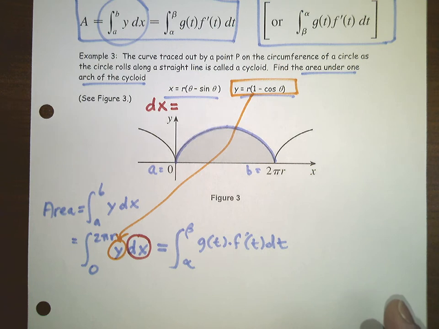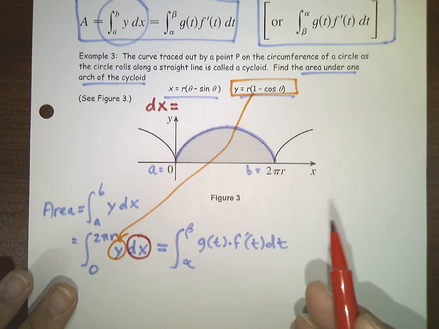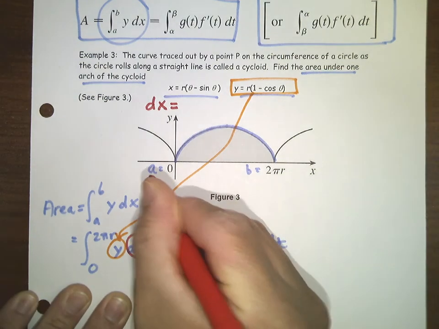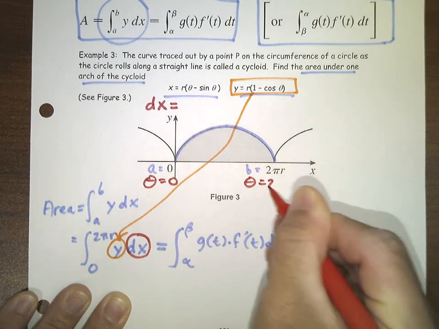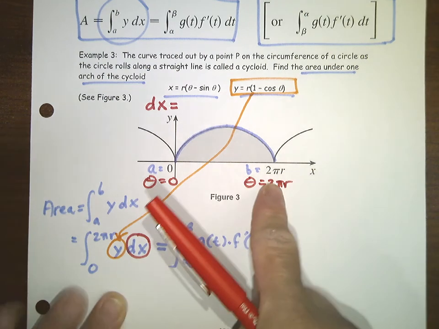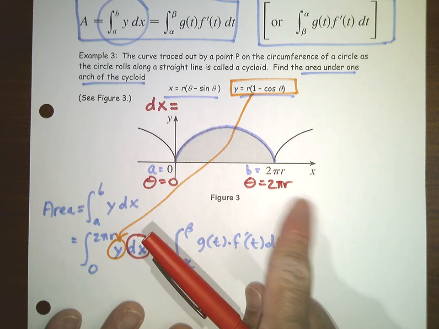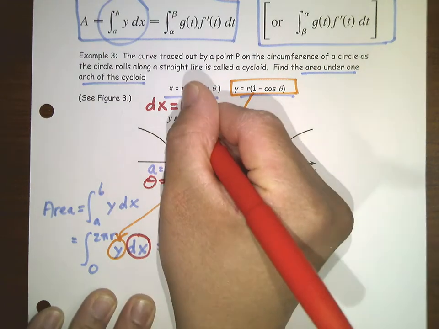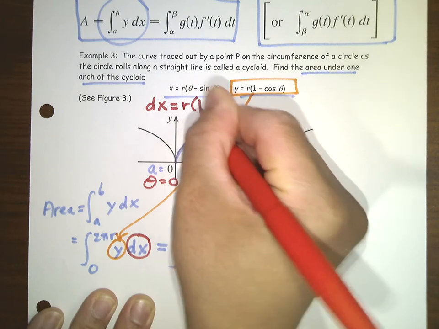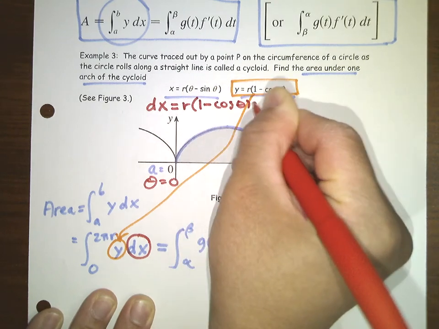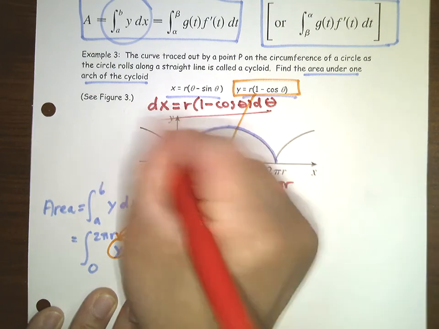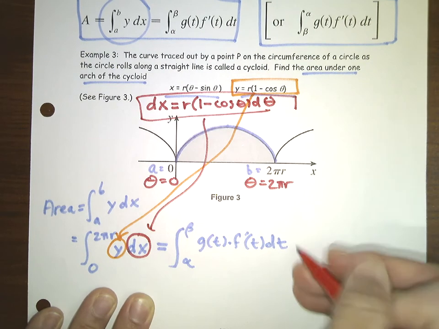And if you look at it, one way to tell is because it's going from theta equals 0 to theta equals 2 pi r. And so theta is some function that involves an r in it itself, or is dependent on what the r is. So dx is going to be r times 1 minus cosine of theta d theta. So if I substitute that in right here, so this is the dx, what do I have?